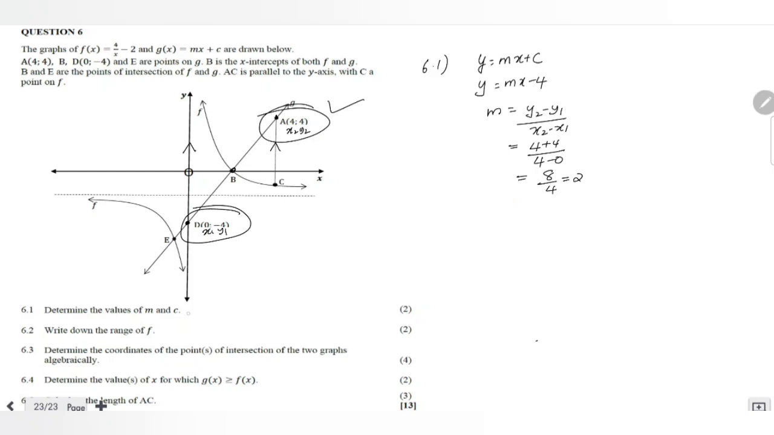Here they don't want the equation, they want the value of c and the value of m. Both of them I got. That is m is equal to 2 and c is equal to negative 4. This is the answer to that question. Is it clear?